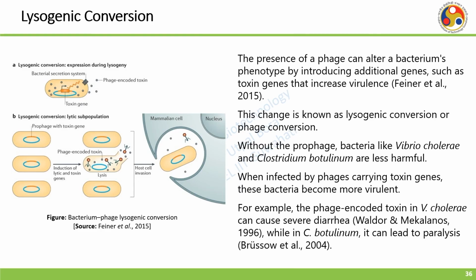So, here is the case of lysogenic conversion, where the lytic subpopulation phenomenon can be observed, where this is the prophage with toxin, and then here it produces phage-encoded toxin, and induction of the lytic and toxin genes which have got integrated here results in this phage-encoded toxin, which leads to the lysis. And then here you can see the host cell invasion.